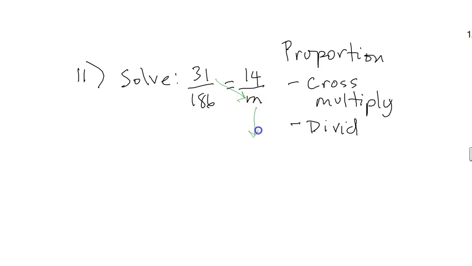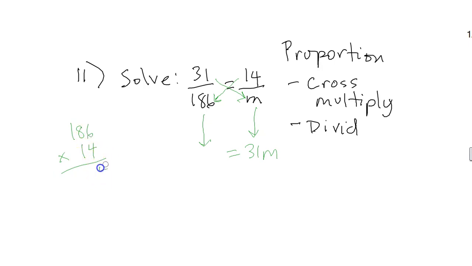We're going to cross multiply. So 31m, because we have to cross multiply, you have to put this equal sign, and then you're going to cross multiply this way, and then you drop your answer down on the other side. So we'll do the scratch work. So 186 times 14.